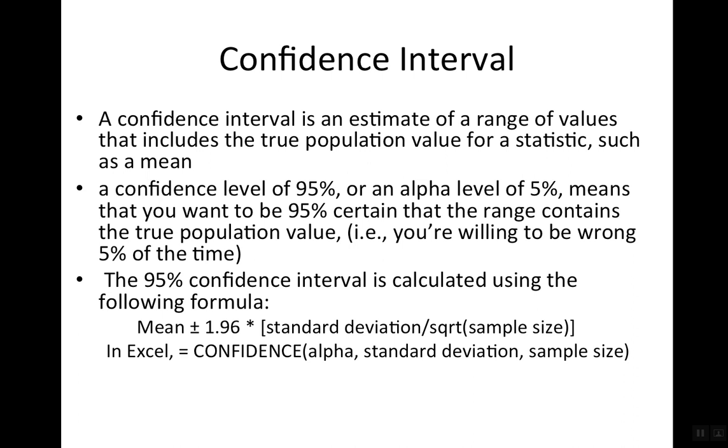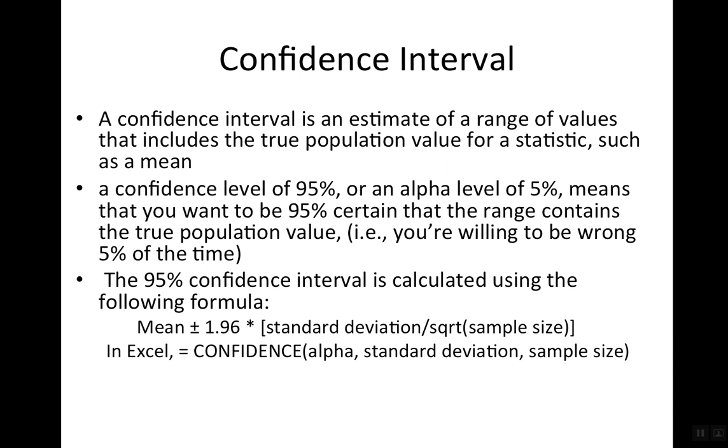So a confidence level of 95% means that we're 95% sure that the true mean is in the range, the confidence interval that we've defined. On the flip side, if we're 95% sure, then we're 5% unsure. So now there's a 5% chance that the true mean could actually be outside.